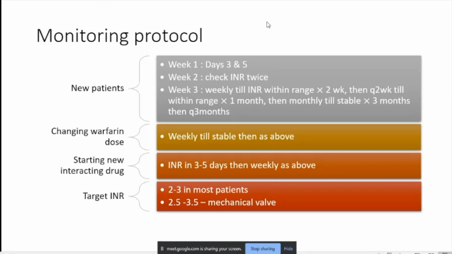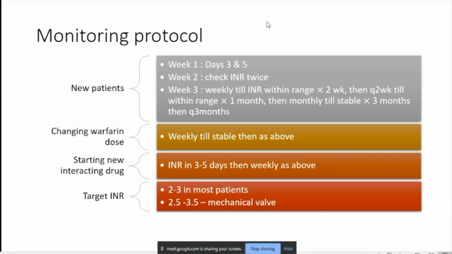So don't confuse. First week we do it on day 3 and day 5. Week 2 we do it twice in that week. In week 3, we do weekly for 2 weeks. It has to be within range in all situations. So weekly for 2 weeks, then every 2 weeks for 1 month, then monthly for 3 months, then every 3 months.